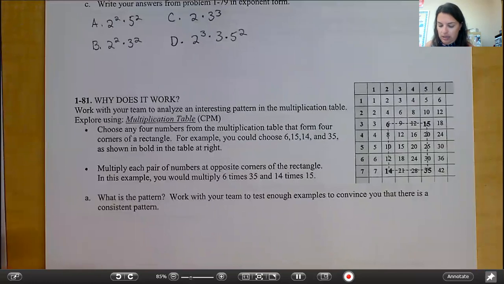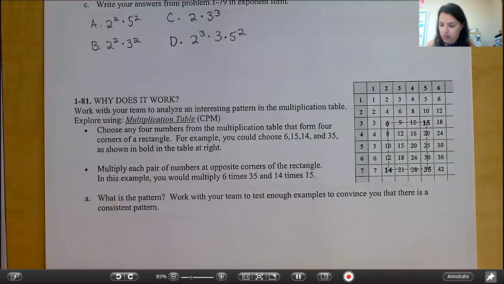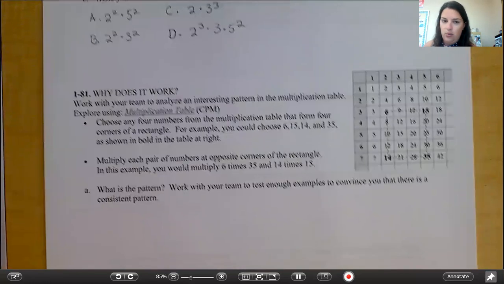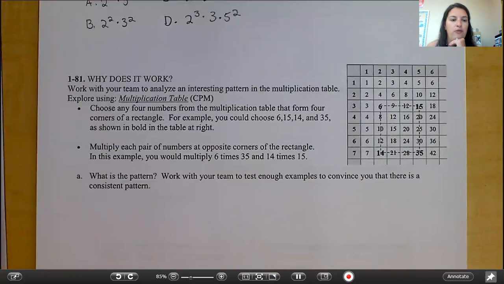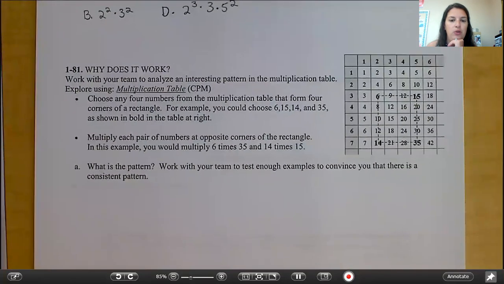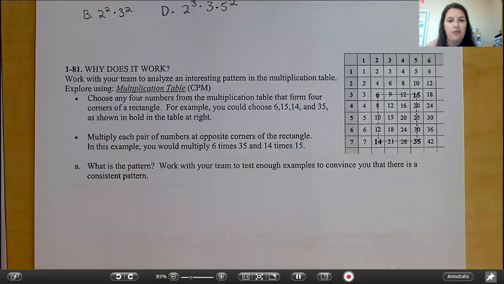Okay. Finally, the last question. 181. Why does it work? Work with your team to analyze an interesting pattern in the multiplication table. Explore using the multiplication table or your resource page. Choose any four numbers within the multiplication table that form four corners of a rectangle. For example, you could choose 6, 15, 14, and 35, as shown in bold in the table at right. Multiply each pair of numbers at opposite corners of the rectangle. In this example, you would multiply 6 times 35 and 14 times 15.